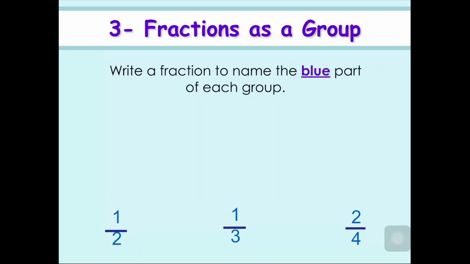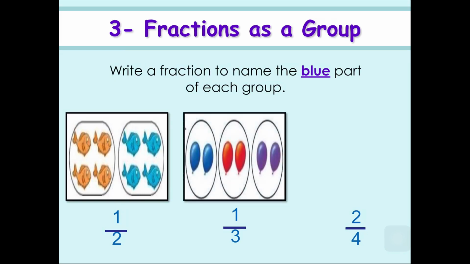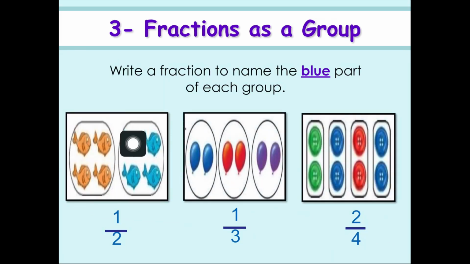All right, we've also looked at fractions as a group, and we can write a fraction to name the blue part of each group. Over here, I have 2 groups of fish. How many of my groups have blue fish in them? Well, 1 out of my 2 groups, so half. Over here I have 3 groups of balloons, so how many of my groups have blue balloons in them? Looks like 1 out of my 3 groups, so that's 1/3. And over here I have 4 groups of buttons, 1, 2, 3, 4. How many of my groups have blue buttons in them? Looks like 1, 2. So 2/4 have blue buttons in them.